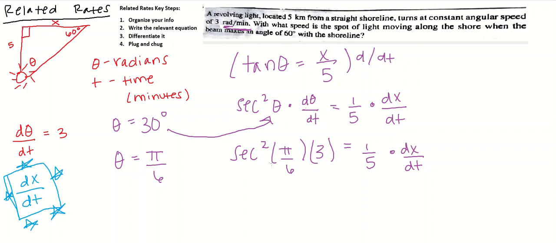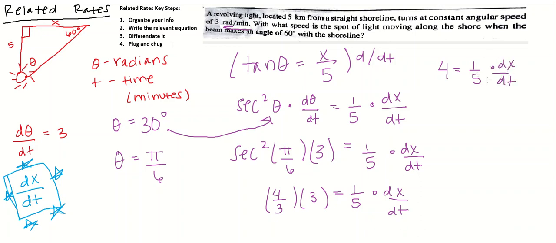So if you were to do secant pi over 6 squared, you were to throw that in your calculator, you would end up getting 4 thirds, and that's times 3. And then that is all equal to 1/5 dx dt. And so now if we multiply 3 by 4 thirds, you should get 12 thirds, which is the same thing as 4. So we are going to have 4 equals 1/5 times dx over dt. And now the last step is to just multiply both sides by 5. So we're going to get 20 equals dx dt, and that is exactly what we wanted to figure out.